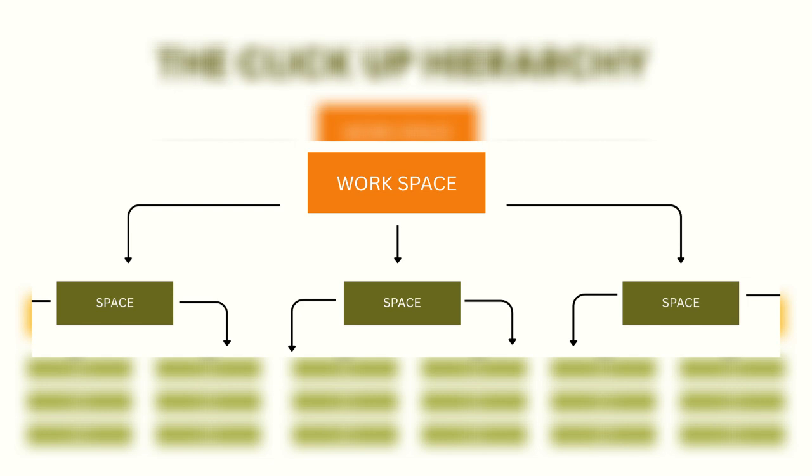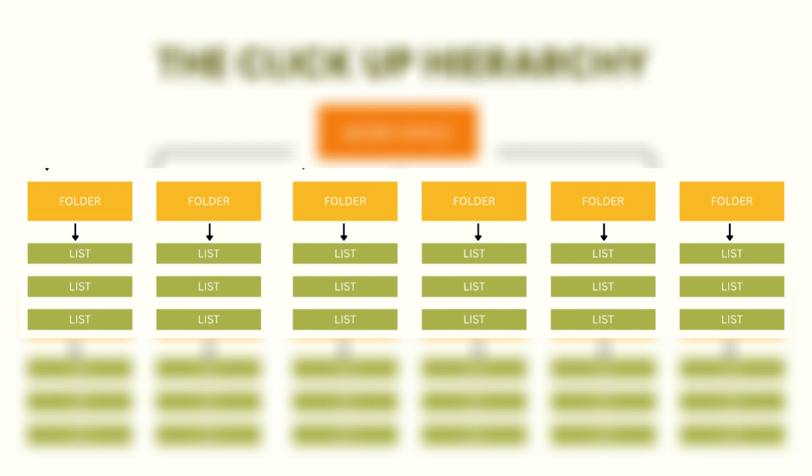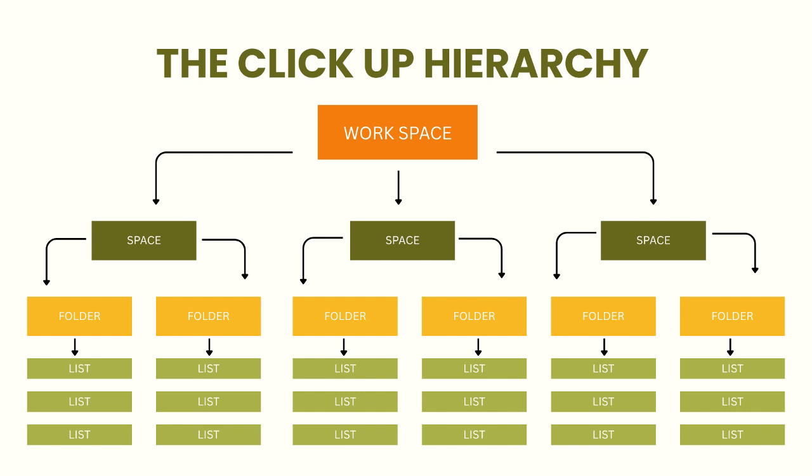Inside your workspace, you create spaces. Spaces represent big categories like marketing, content, operations, client work, and personal projects. Inside spaces, you can add folders. Inside folders, you create lists. Inside lists, you create tasks. So the full structure looks like this: workspace, space, folder, list, task. Simple, right? One mistake beginners make is creating way too many spaces right away. Start simple. You can always expand later.